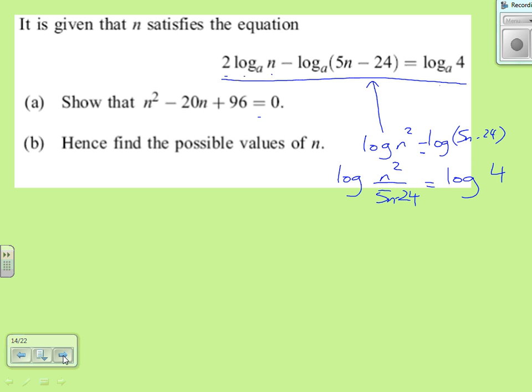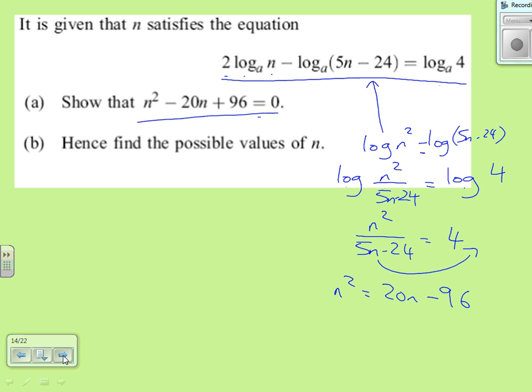Well, at this point here, we've got logs on both sides, so we can get rid of those logs from both sides, leaving us just with this. Multiply up now, and you should see that you've got the quadratic once you take that from both sides. Factorize the quadratic and solve it, gives you your values of n.